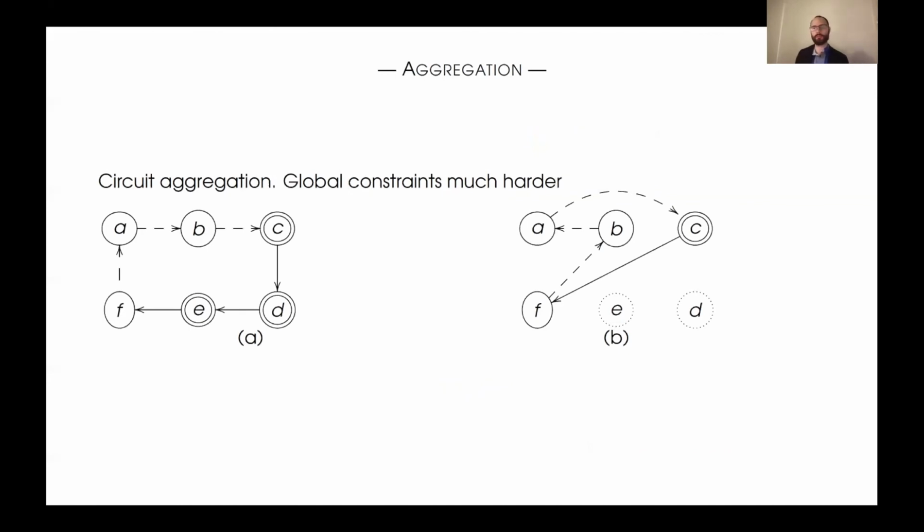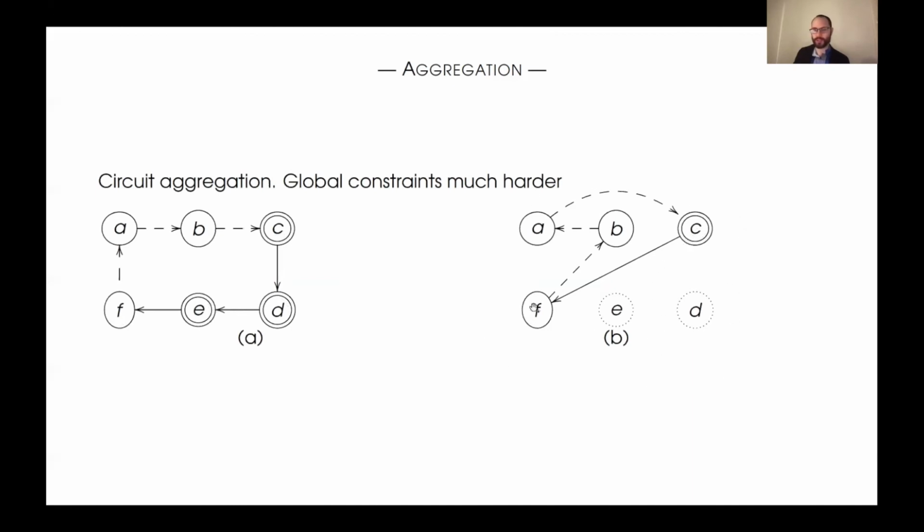Much harder to look at the global constraints, but we figured this one out. Okay, let's see here. We have A, the successor of A is B, the successor of B is C. Now we see these dotted lines, they're not realized yet, but these fully drawn lines and these double rounded nodes, they are realized, right? So if the successor of C is realized to be D, and the successor of D is realized to be E, and the successor of E is realized to be F, right? Then we can just do a short circuit directly from C to F, as we can see here in the second picture on the right.